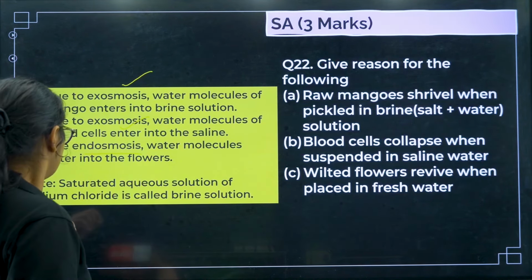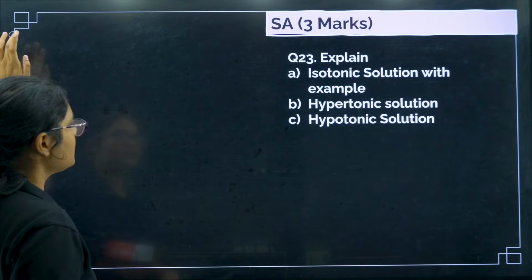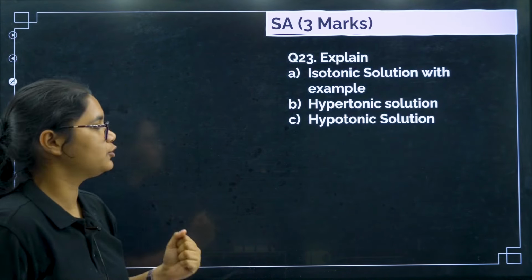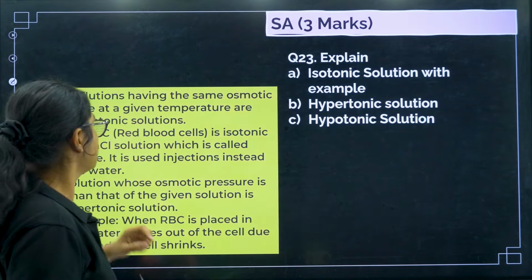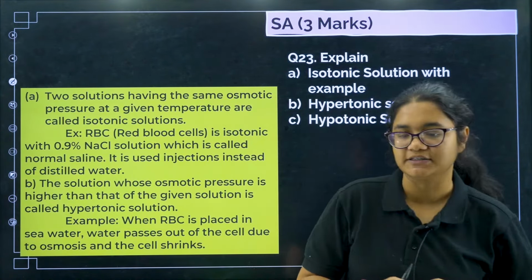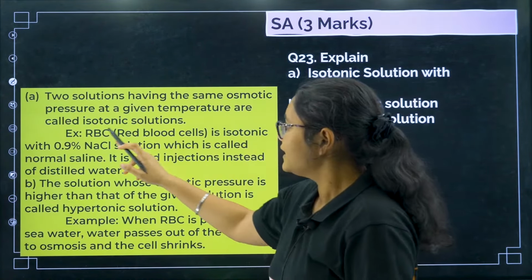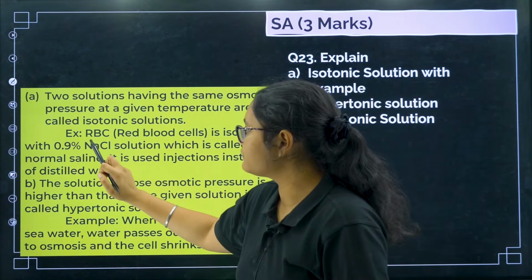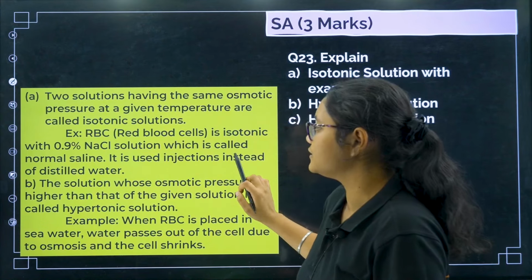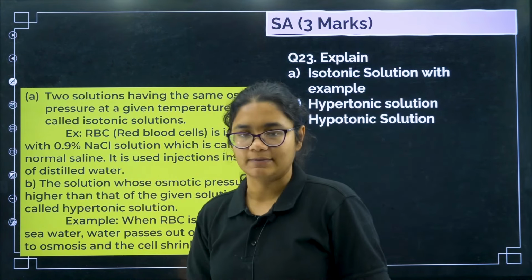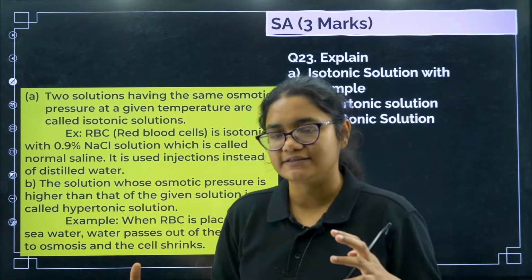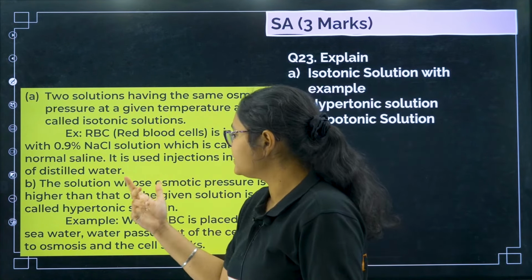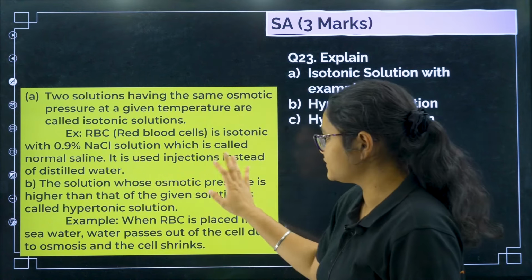Okay, next, explain isotonic solutions with example, hypertonic solution and hypotonic solution. So you should be knowing this. Two solutions having the same osmotic pressure are called isotonic solutions. Example is very important, you should be knowing. RBC, red blood cells, is isotonic with 0.9% NaCl solution, which is called normal saline. So the 0.9% NaCl solution and the RBC have the same osmotic pressure. It is used in injections instead of distilled water.